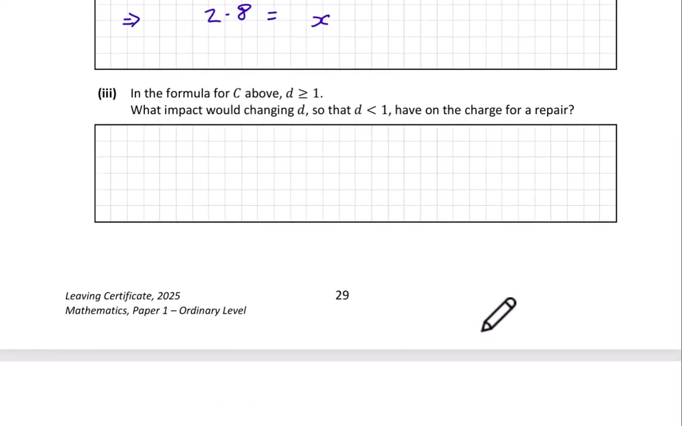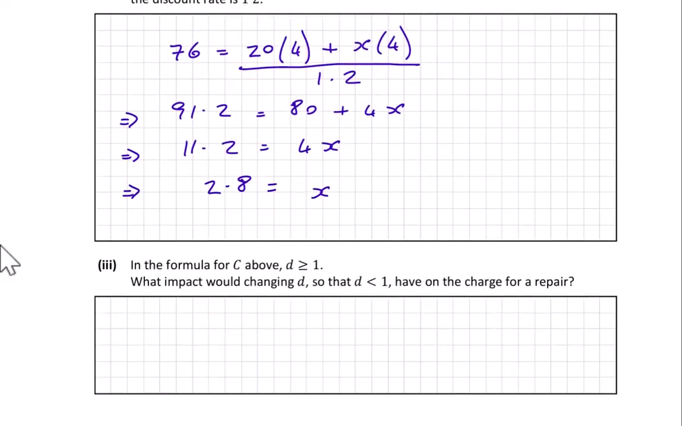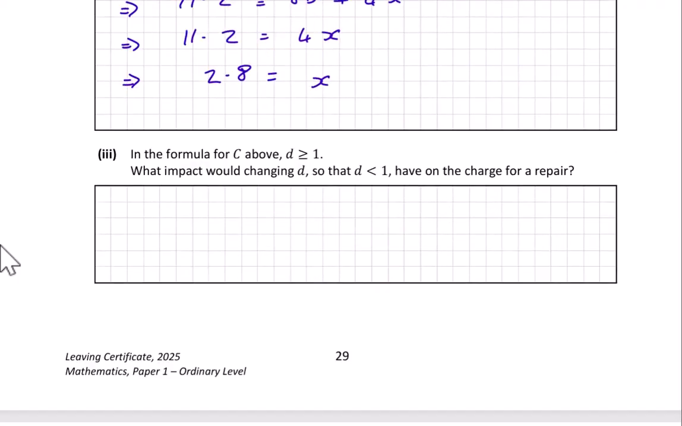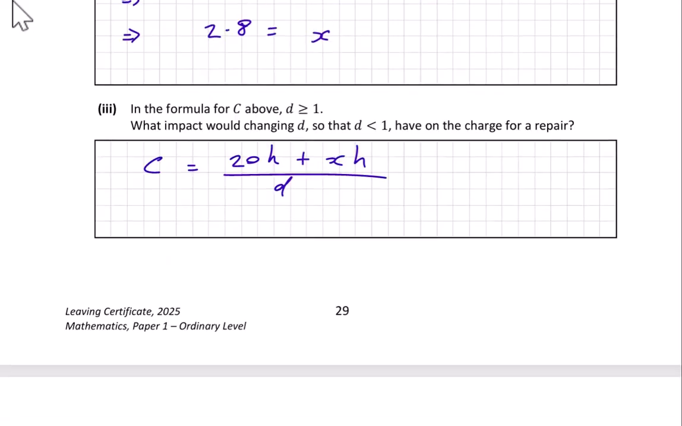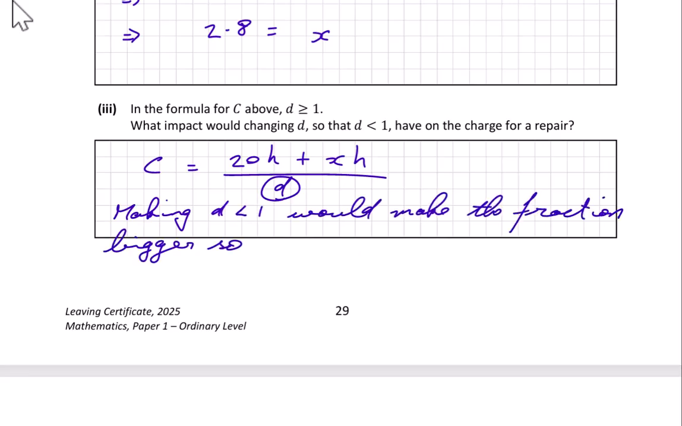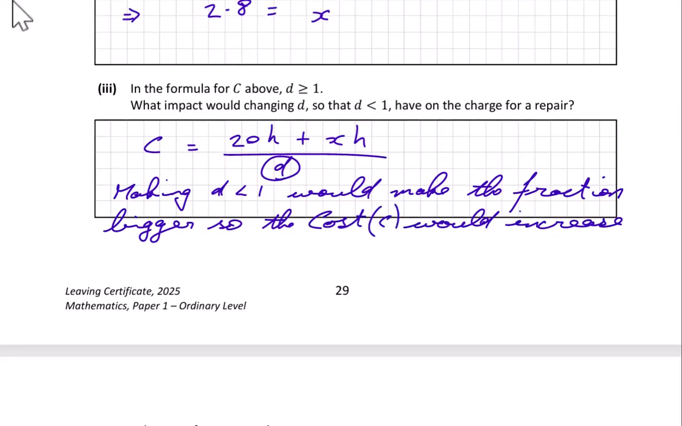Okay, next one then. In the formula for C above, D is bigger than 1 or equal to 1. What impact would changing D so that D becomes less than 1 have on the charge for the repair? So if we look at our formula, C is equal to 20H plus X times H over D. Now we want to change D to a number that's less than 1. We want to make this number smaller. So making D less than 1 would make the fraction bigger, so the cost would increase. So the cost for repair C would increase. Okay, and that's it for this question and this paper.